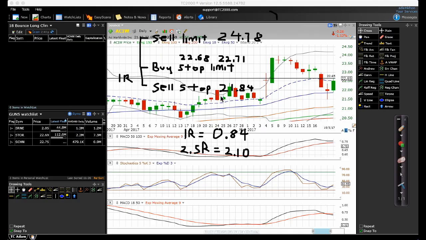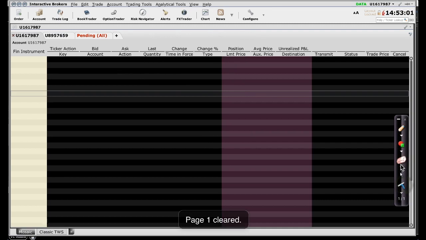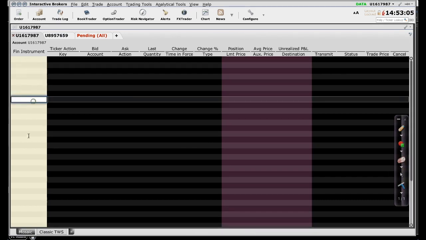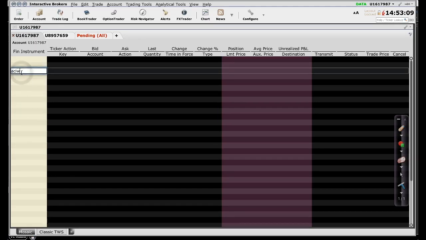All right. So let me go back to the brokerage platform. Again, whether you're using Halifax or Interactive Brokers, they use the same platform, right? So I'm going to key in my order right now. What I do is look for the stock. I'm going to go to this over there. Now you can go to any row you want. So I'm going to key in ACIW. That's the stock which I'm looking for. Enter.